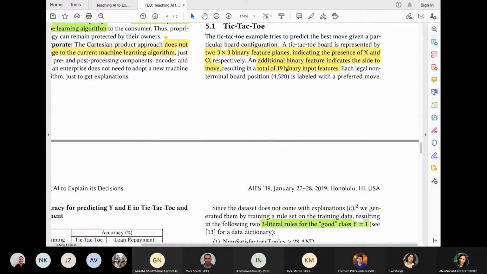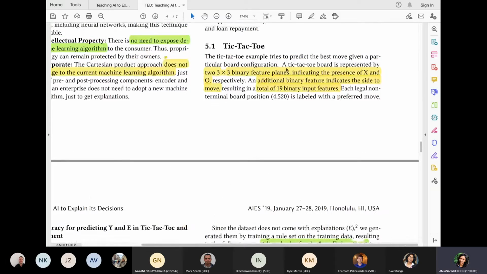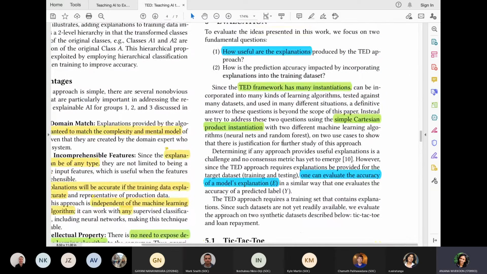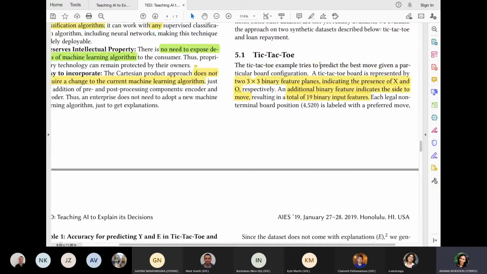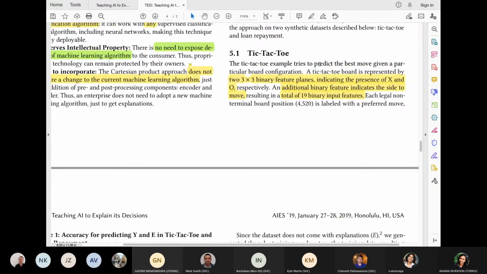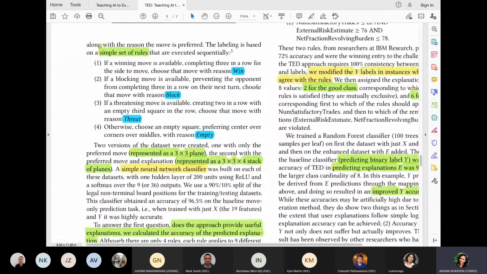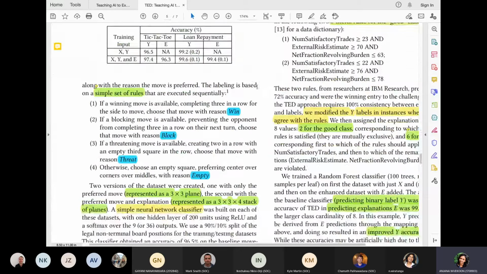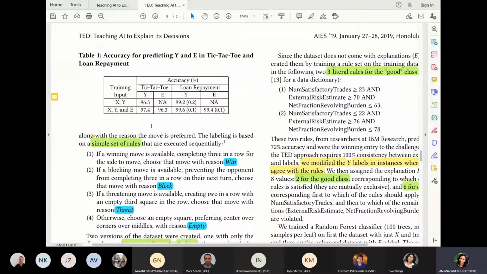My problem with the evaluation is it's two very simple data sets, and I don't think they actually address these questions comprehensively enough for us to really take away anything from them. The two use cases they are looking at are tic-tac-toe and again the loan application, loan prepayment scenario. So what they have done is to annotate; they come up with these rules for the tic-tac-toe scenario.